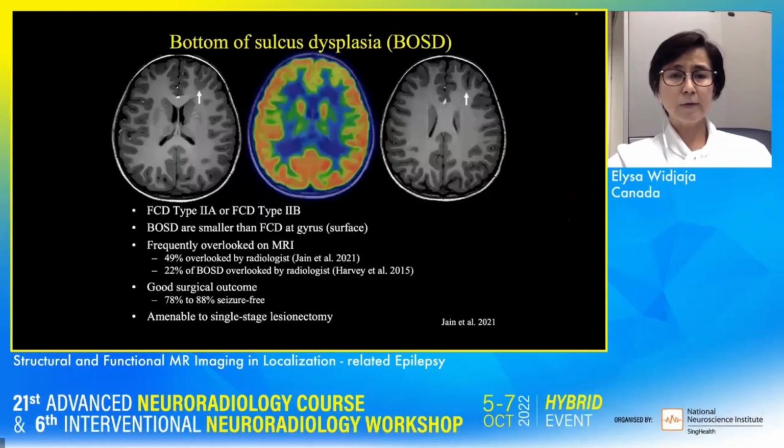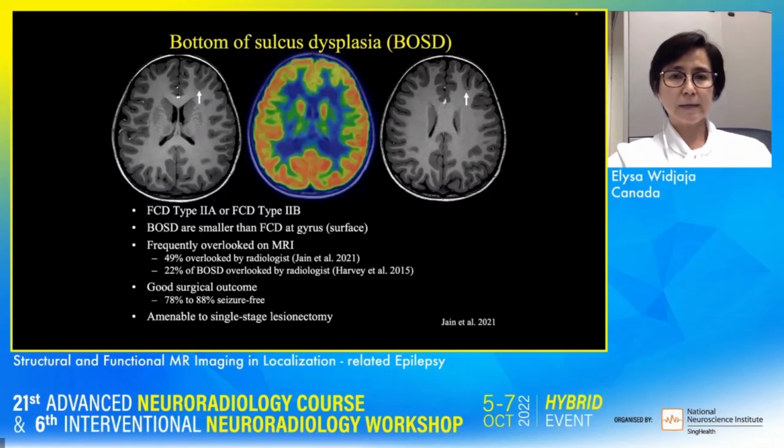So let's move on to look at a subtype of focal cortical dysplasia known as bottom of sulcus dysplasia, or BOSD. This can either be FCD type 2A or FCD type 2B. Bottom of sulcus dysplasias are generally smaller compared to focal cortical dysplasia that involves the surface or the gyrus of the brain. Because they're subtle, they're frequently overlooked on MRI. In our series, nearly half of the cases were overlooked by the reporting radiologists.